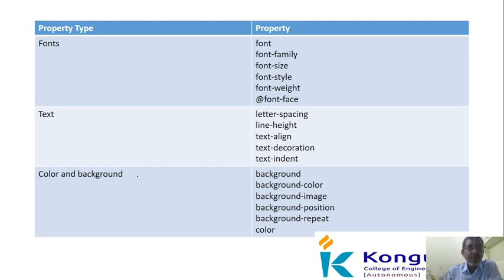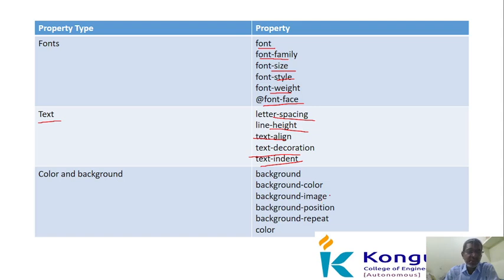Okay. So next we can see the different types of properties. First one is the font. It may be the font family, size, style, weight, font space. For the text, we will have the text alignment, decoration, indent, hint space, letter spacing, line spacing, color, and the background. So background color.